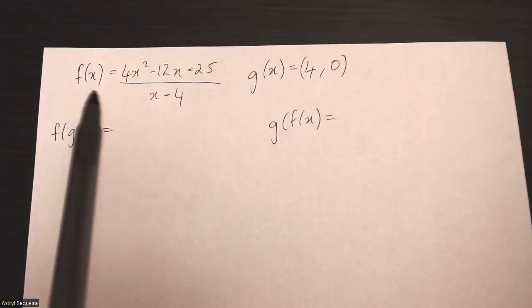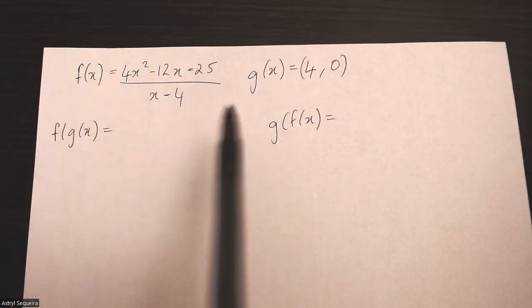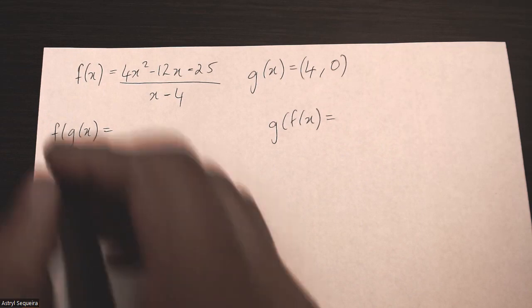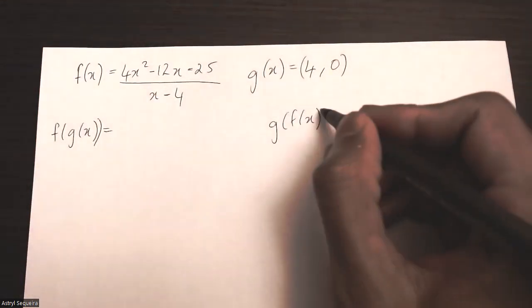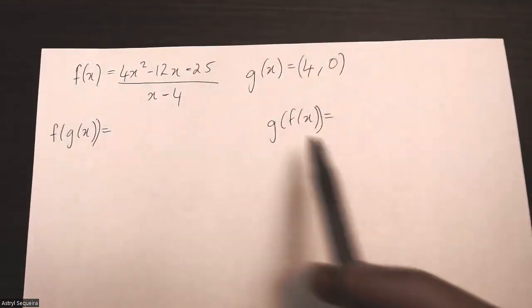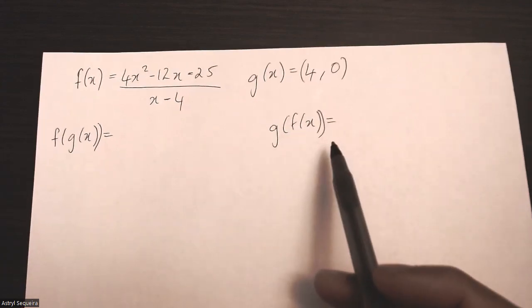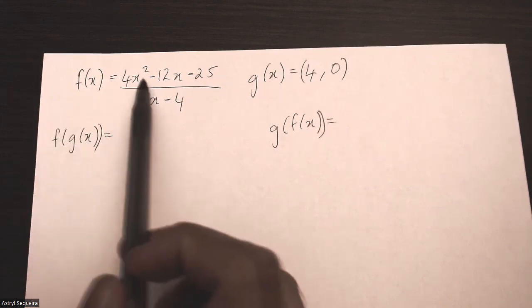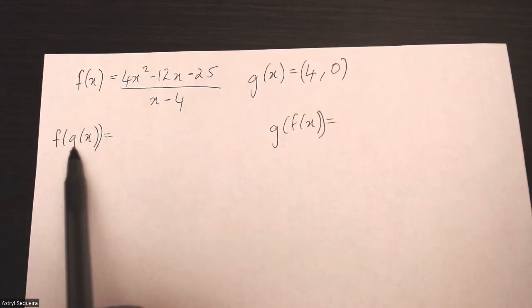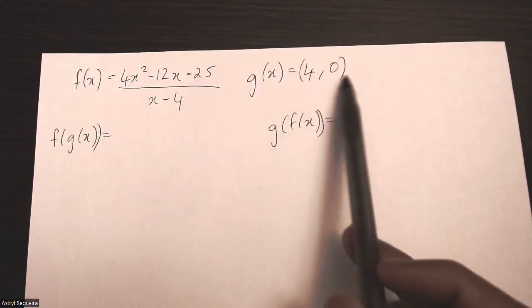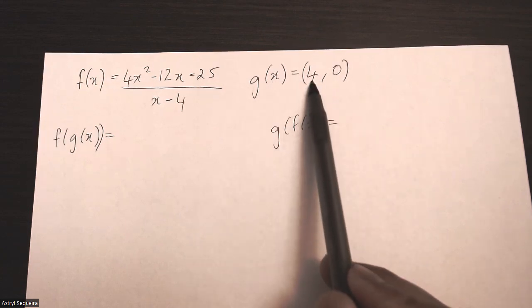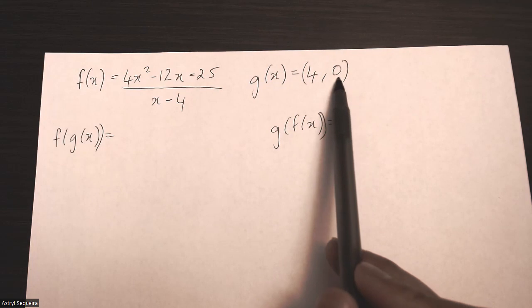All right, so in this video, we're given f of x is a rational function and g of x is a point, and we need to find the composite functions, basically f of g of x and g of f of x. So let's start with f of g of x. We have this function on the outside, and g of x is just a point over here, and the x value of this point is 4. And the y value of the point is 0.